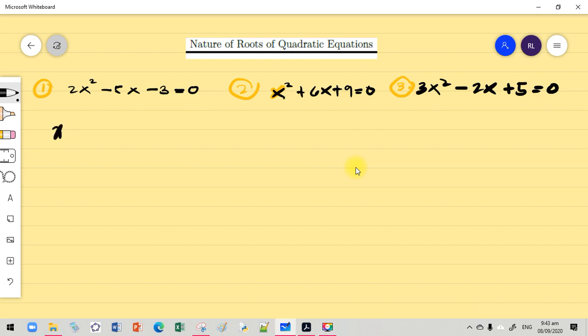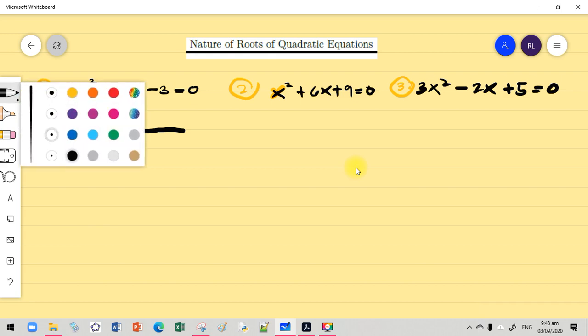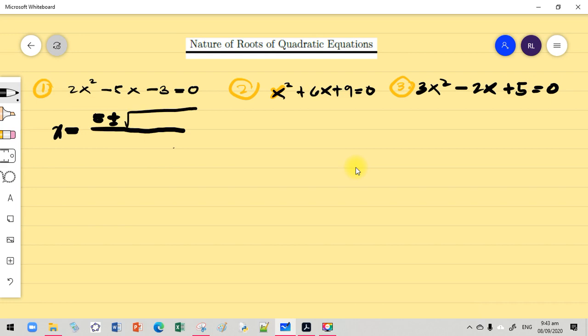This will become x equals 5 plus minus the square root of b squared, which is 25, minus 4ac, which is 4 times 2 times negative 3, then over 2 times 2, that's for 2a.